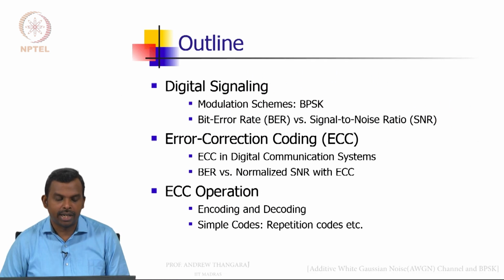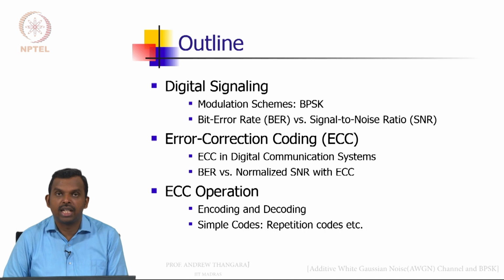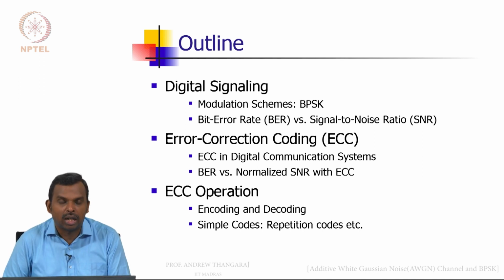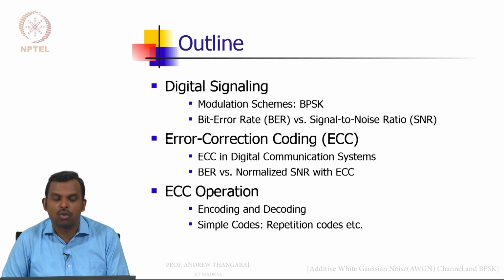Here is a brief outline. We will start by talking about digital communication system models. In particular, we will talk about the modulation scheme called BPSK, and then we will describe how to think of bit error rate versus signal to noise ratio. This is the fundamental trade-off in most digital communication systems. We will talk about that for a little while.